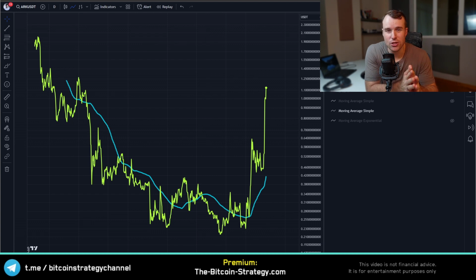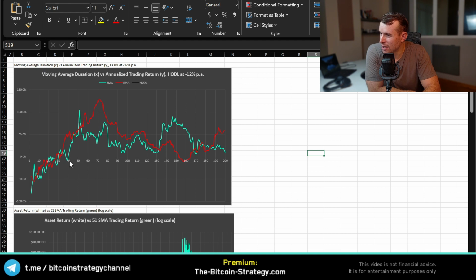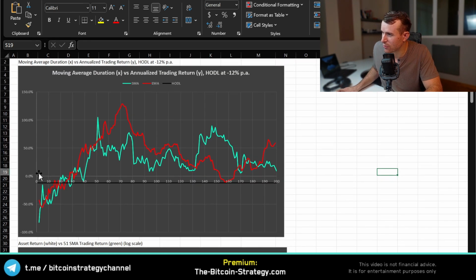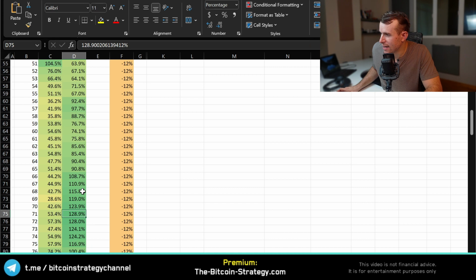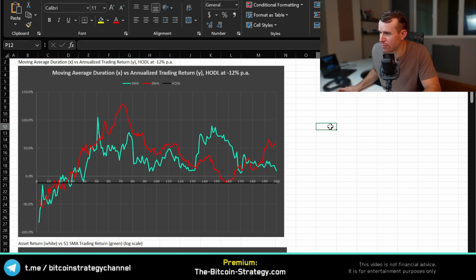So what moving average historically gave us the best signals? Have a look at this representation of the same data. Here on the x-axis, the moving average duration, on the y-axis, the annualized performance. In turquoise are the simple moving average results, and in red are the exponential moving average results. To keep this very short, the best EMA is over here. It's the 71 day, which would have given us 128.9% per annum. And the best SMA is here, the 51 day.